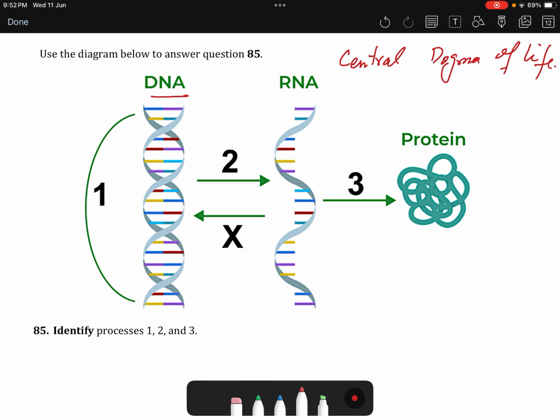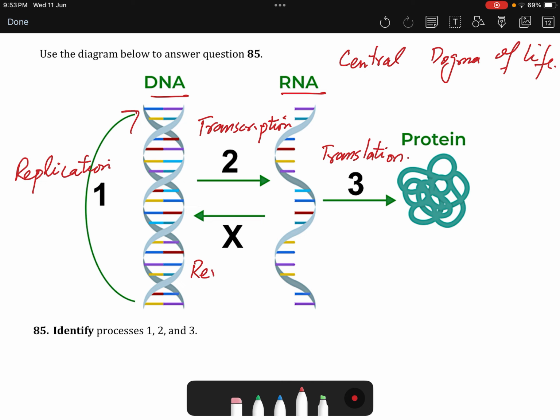It says that DNA can make DNA. So this is how it goes. DNA can make DNA, and this is called replication. While when DNA converts into mRNA, this is called transcription. And when RNA converts into protein, this is called translation. Now, the RNA can go back to DNA, so it is reverse transcription.